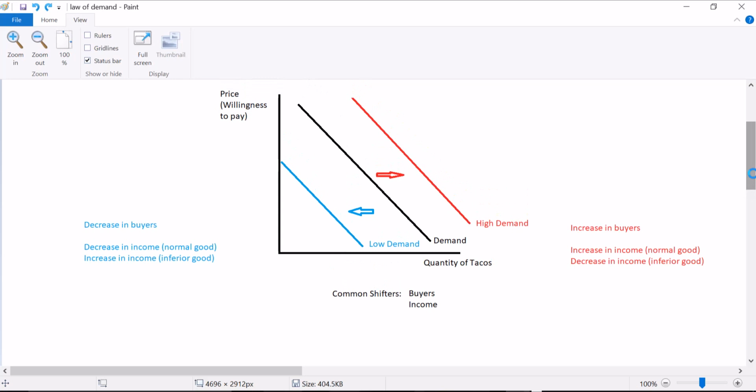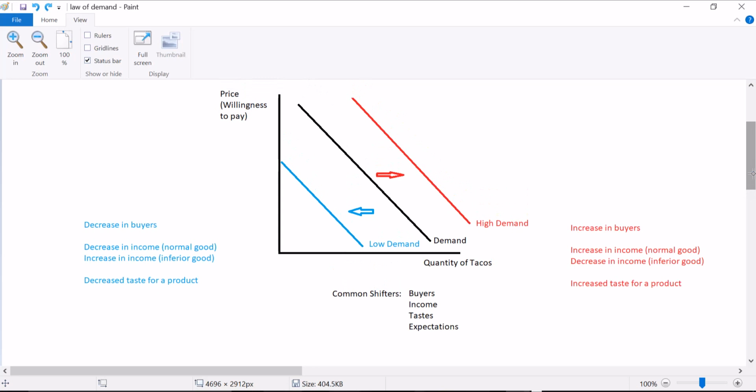Next kind of shifter. Tastes or preferences or how much you just like the good. This can change based on season, based on popularity, based on whatever, but it just is some vague measure of how much people like it. Decreased taste for a product lowers demand. Increased taste for a product raises it.